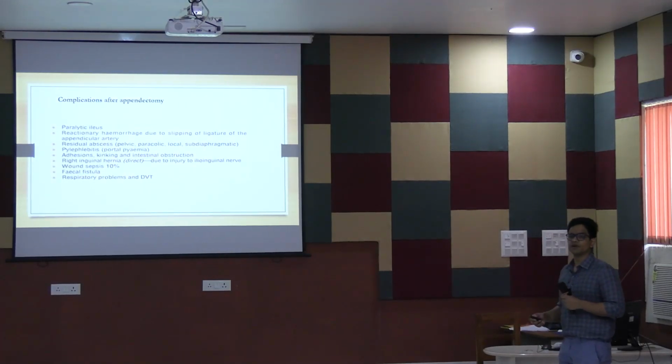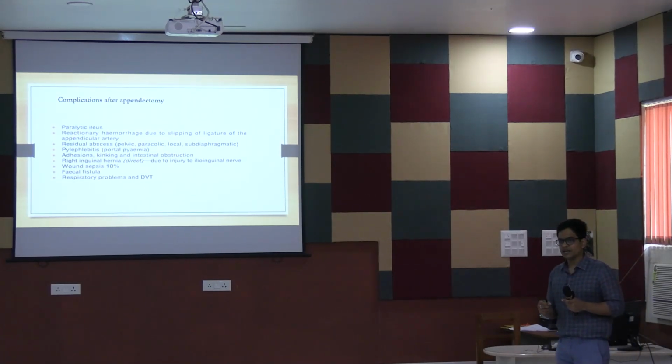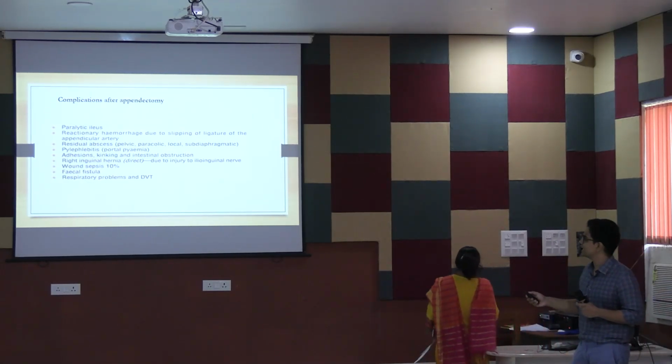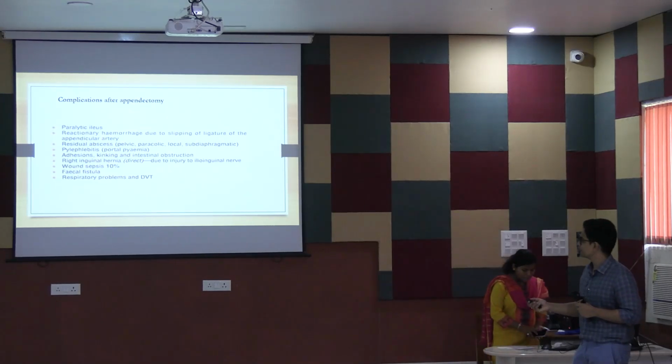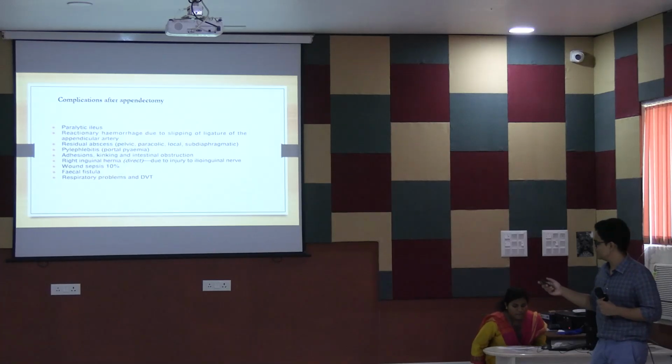Now, complications after appendectomy: paralytic ileus, hemorrhage due to slipped ligature, which is common after any surgery, and residual abscess if you've not drained the abscess completely. And during appendix surgery, the ilioinguinal nerve can get injured. If that happens, it can lead to right inguinal hernia. This is a common viva question: why do you see hernia after appendix surgery? It's due to injury to the ilioinguinal nerve.